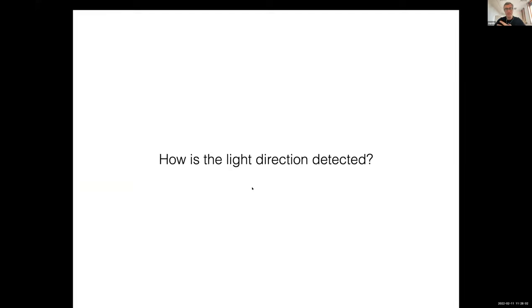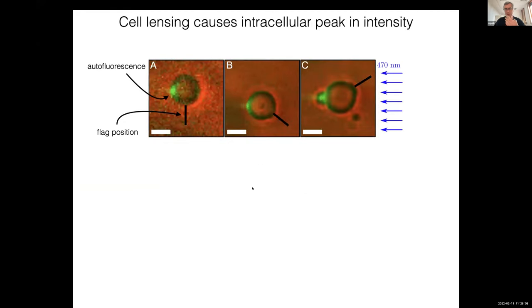And then what about the precision in the light direction? Well, this links to how the light direction is detected in the first place. And it turns out that Micromonas has no eye spot. However, it manages to do cell lensing in a similar way to the Synechocystis that we discussed before. I remind you, Synechocystis is a bacterium. This is not a bacterium, okay? This is a eukaryotic cell.